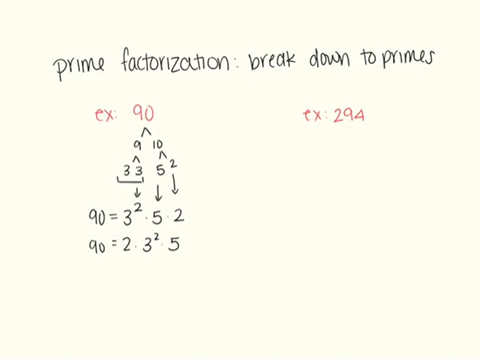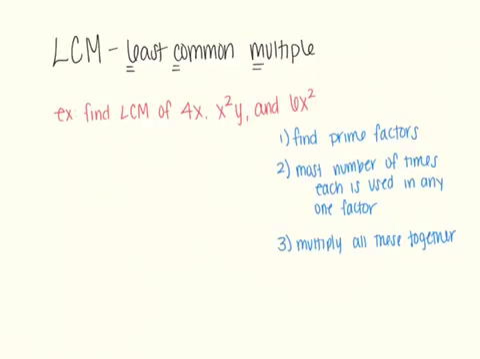So my second example is 294. We have 6 times 49. Well, 6 is not prime, so I want to break it down again. So I have 3 and 2, and then 49 is 7 and 7. So everything is prime. So I have 294 equals, I want to write the smaller number first, 2 times 3 times 7 times 7, which is the same thing as 7 squared. So I have 2 times 3 times 7 squared. If you multiply that out, you would get 294.